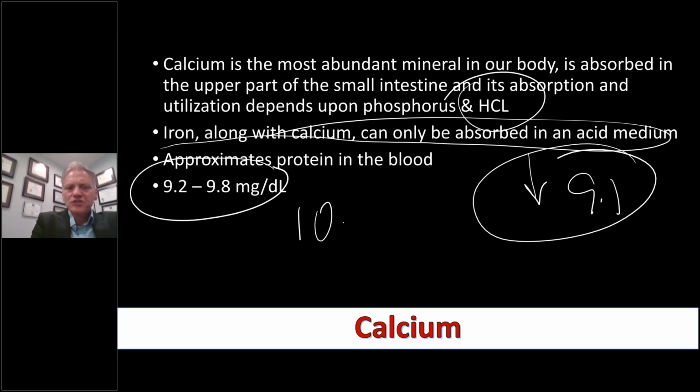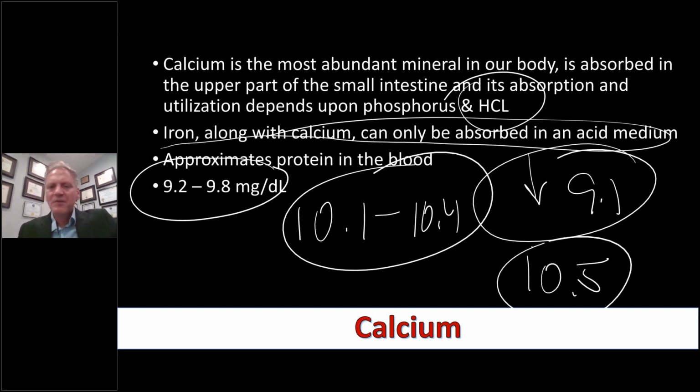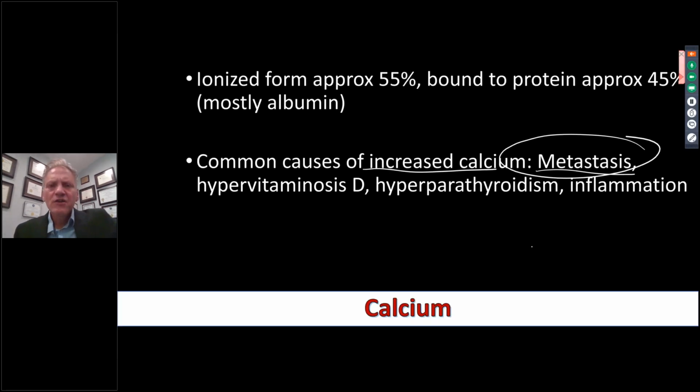The clinical range is usually about 10.1, 10.4, depending on your lab, somewhere in there. If you have calcium that comes in at 10.5, this is probably not metastasis. If it's a little bit elevated, probably not metastasis. When we see metastasis, we'll see the calcium get north of 11, 11.5, even up to 12.